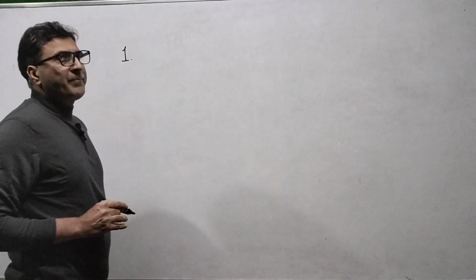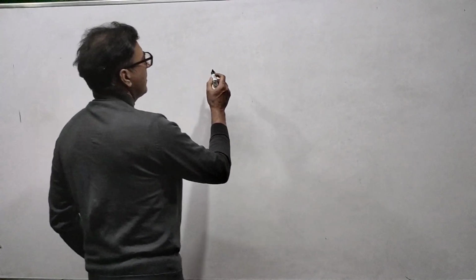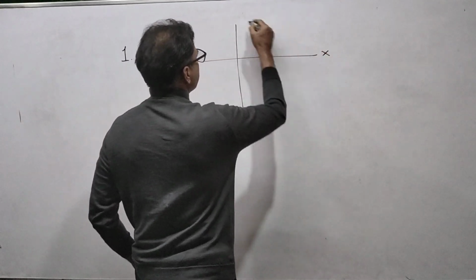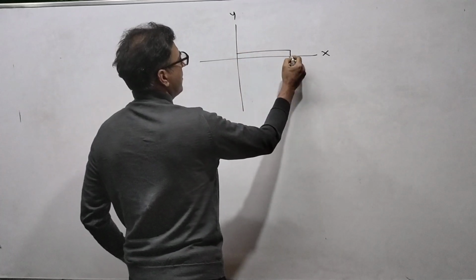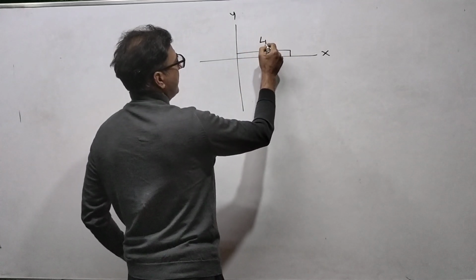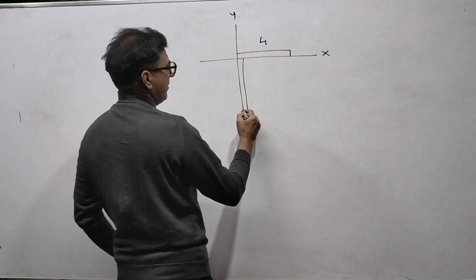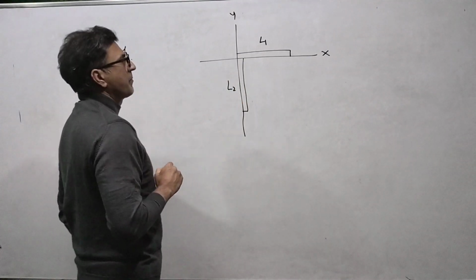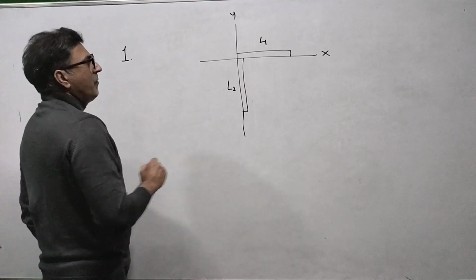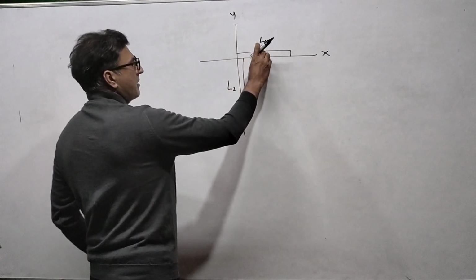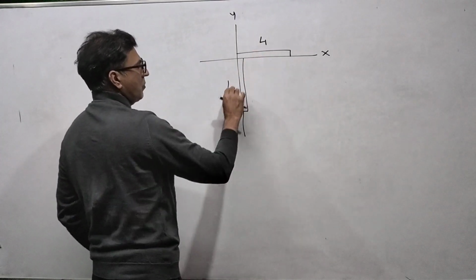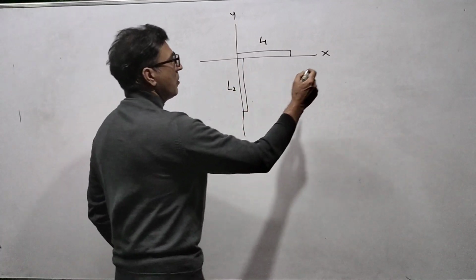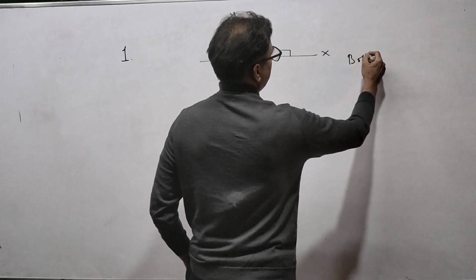Point number one. Suppose we have this kind of a situation. Here we have a rod of length, suppose L1, and here we have one more rod of length L2. We want to find the center of mass of the system of these two rods, but they are homogeneous, meaning both the rods have the same density.